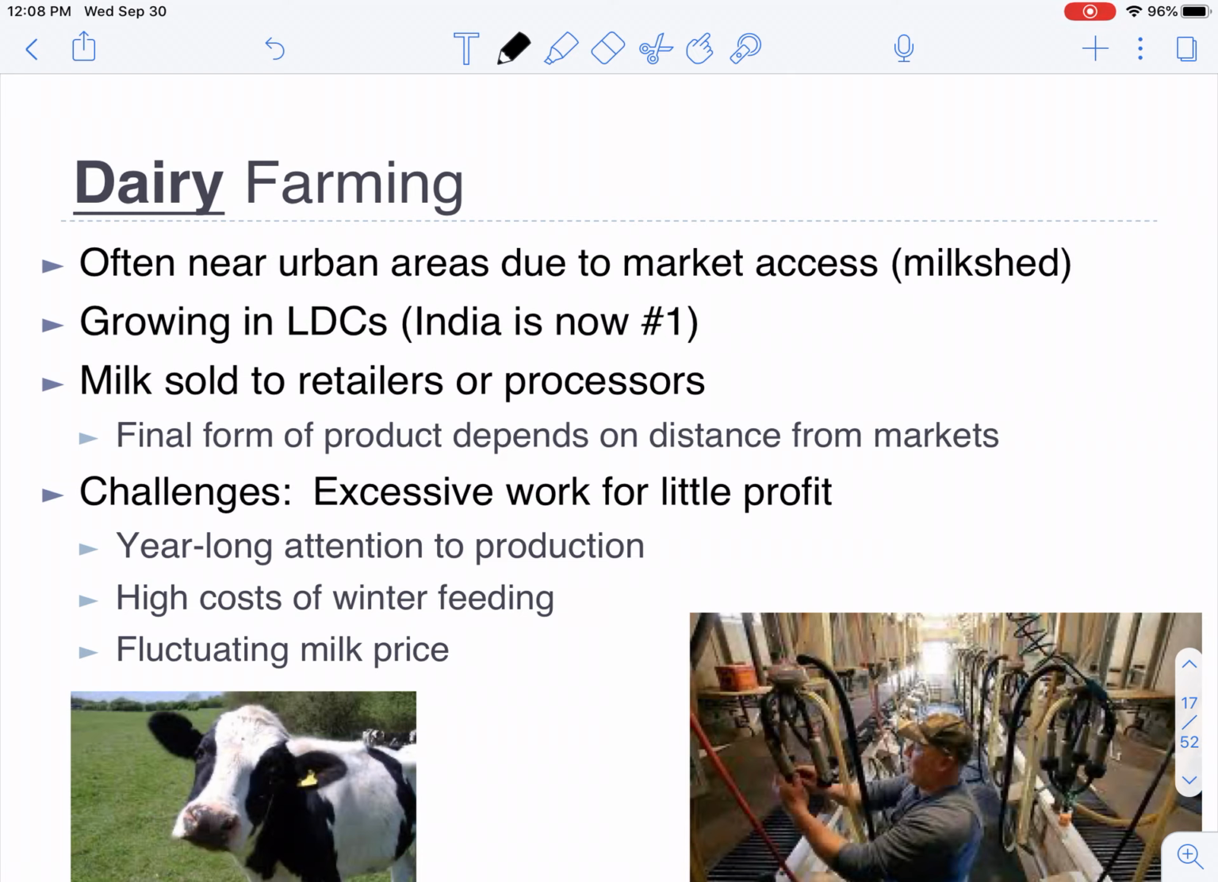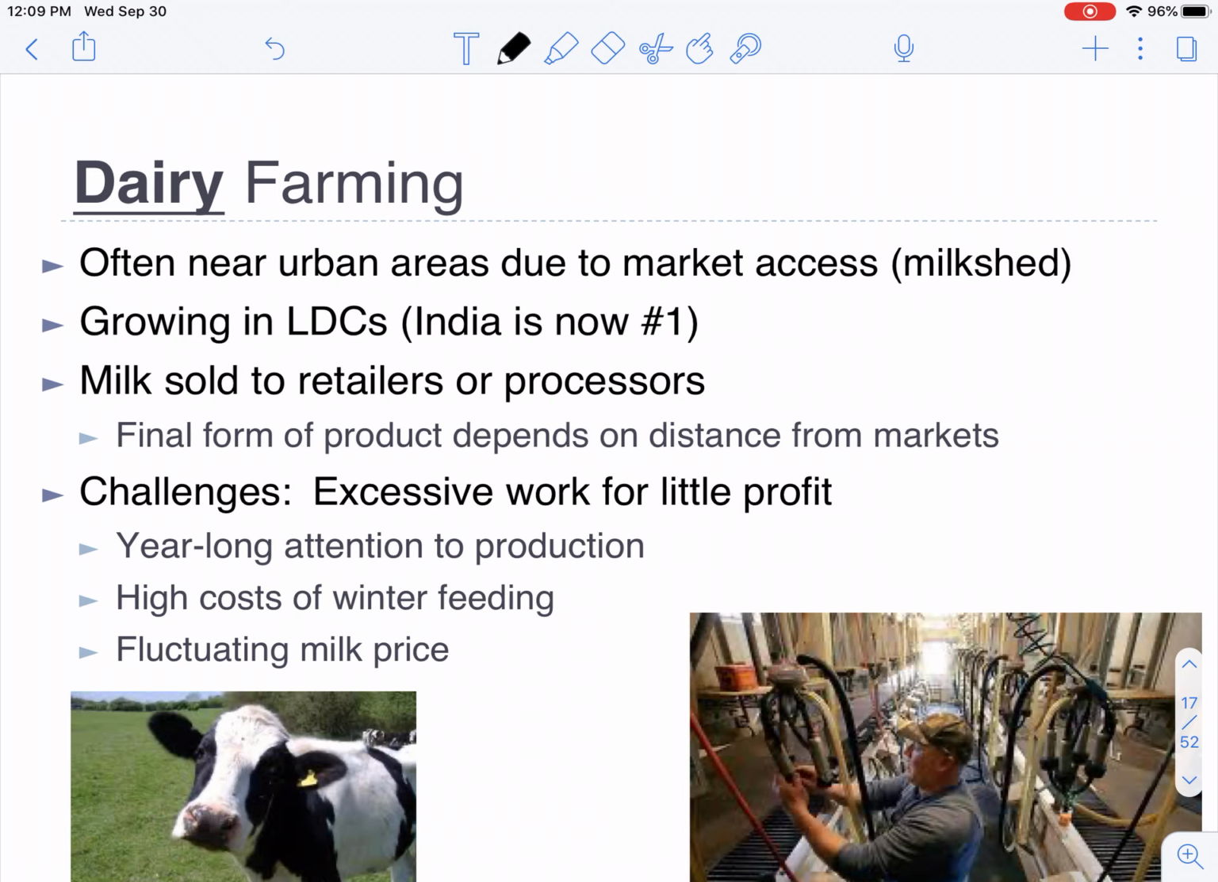The milk then gets sold to retailers or processors, and the final form is going to depend upon the distance from the markets. Challenges in dairy farming is that, one, it's a lot of work with a lot of machinery needed for not a lot of profit. Milk costs are kept relatively low, although prices do fluctuate, and when the price gets really low, it becomes tougher and tougher for dairy farmers to stay in business. Oftentimes, dairy farmers are going to be subsidized by the government, in other words, given cash payments to help them offset any losses that they may take on as they're producing their products.